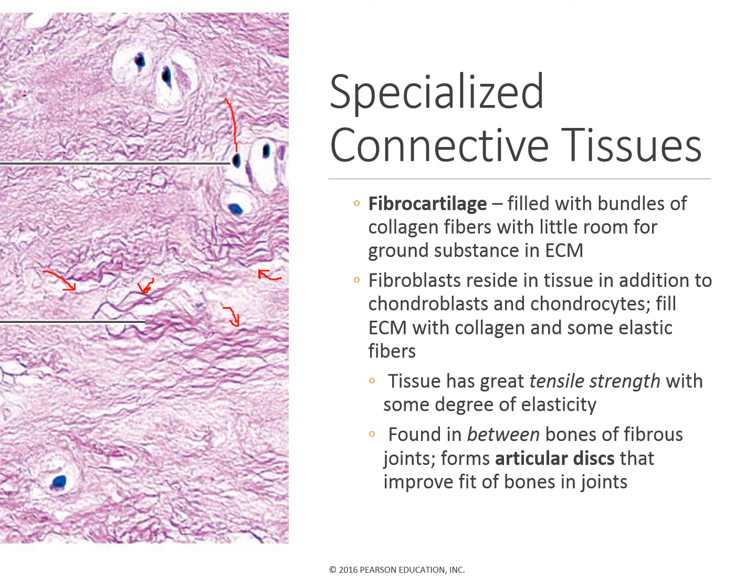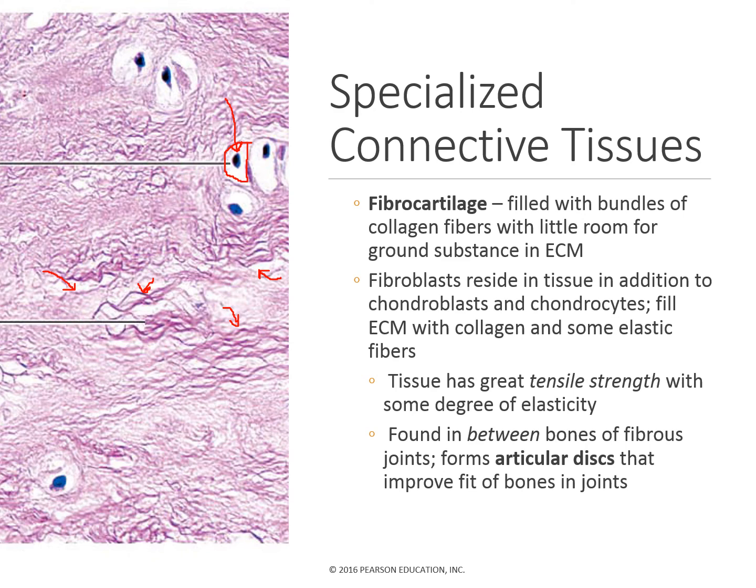So in this figure you can see the chondrocytes inside of their little spaces. These spaces again are called lacunae. The job of the fibroblasts, along with the chondroblasts and chondrocytes, is to fill the ECM with collagen and some elastic fibers. The presence of collagen makes this tissue resistant to excessive stretching. It provides tensile strength. The presence of elastic fibers, however, gives some elasticity to the tissue as well.